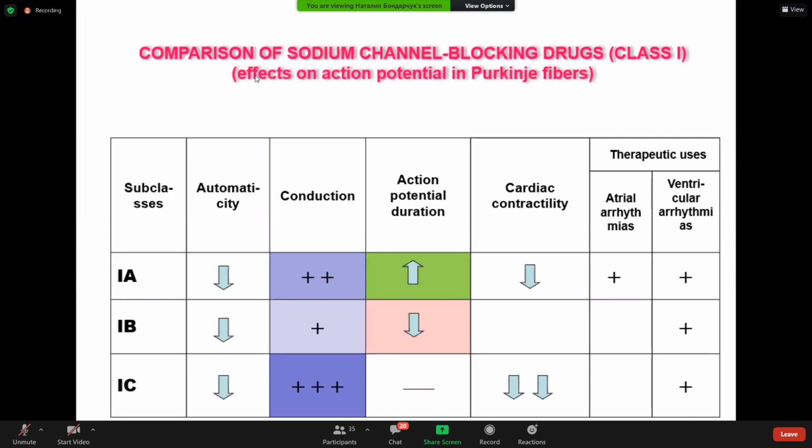So this table will help you to understand the differences between the different subgroups, subclasses of sodium channel blockers. According to mechanism of action, 1A, 1B, and 1C drugs are all sodium channel blockers.